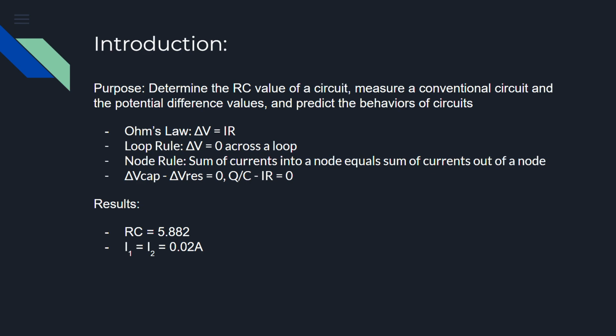And for the results, I got RC is equal to 5.882, and resistance 1 is equal to resistance 2, and current 1 is equal to current 2, which is equal to 0.02 amps.